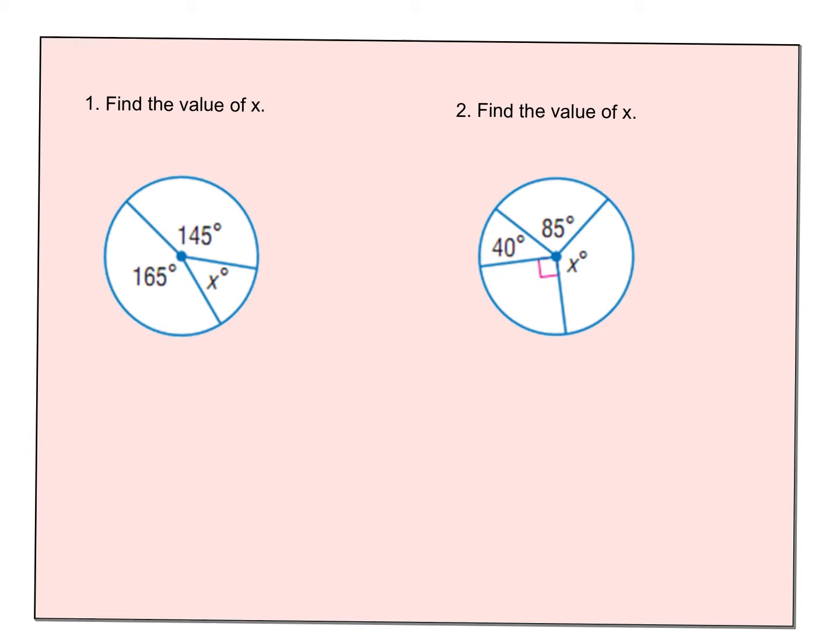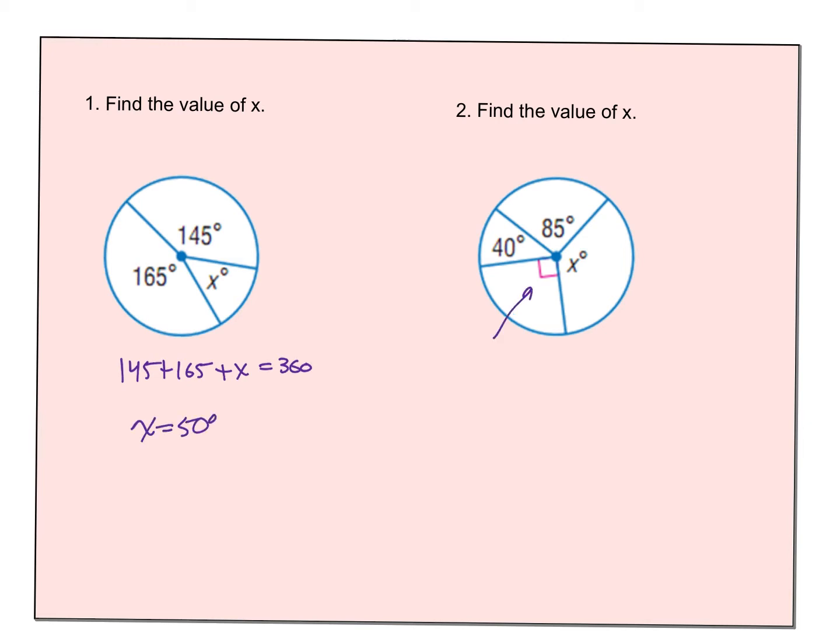Now, how do I find a missing value? I would take 145 plus 165 plus x equals 360. From here, it's a matter of a little calculator mashing or mental math. That's going to be 310. So 360 minus 310 should be 50. So x is going to be 50 degrees.